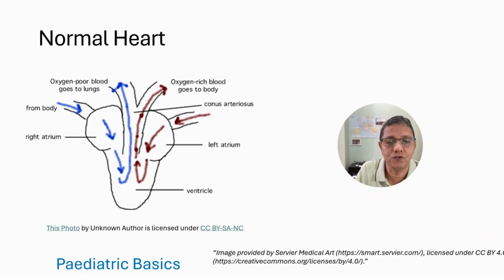From there it goes into the right ventricle via the tricuspid valve, and then it gets pumped into the lungs via the pulmonary artery, basically for oxygenation. And the oxygenated blood is brought back to the left atrium, from where it goes into the left ventricle via the mitral valve and then gets pumped into the systemic circulation.